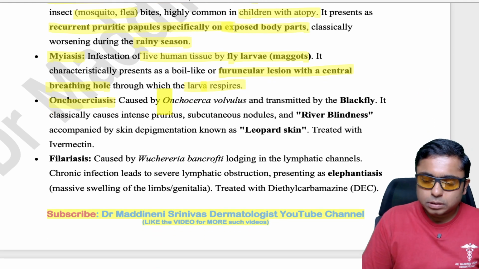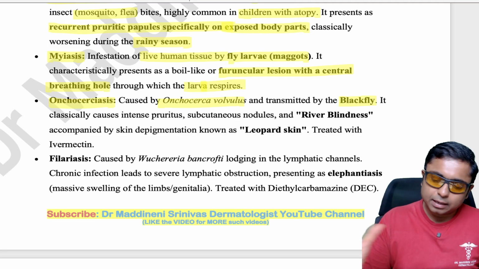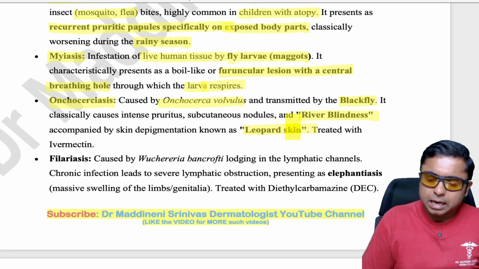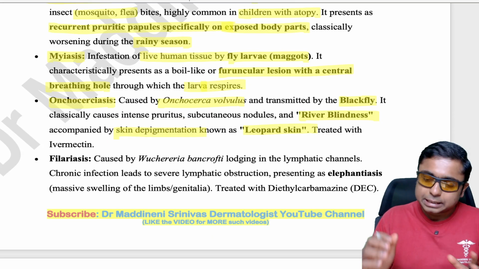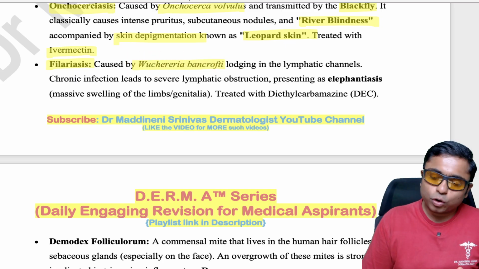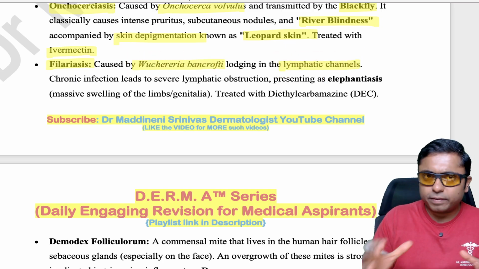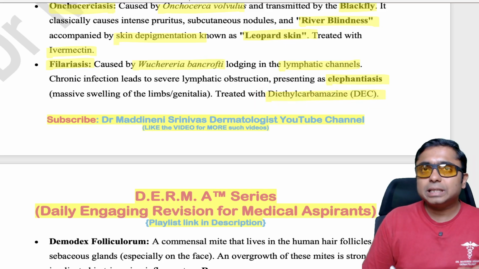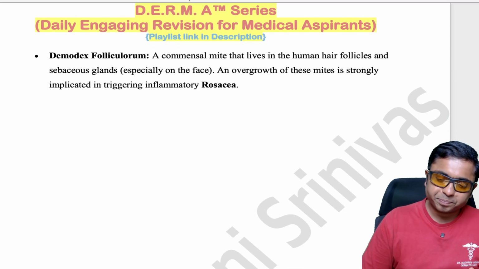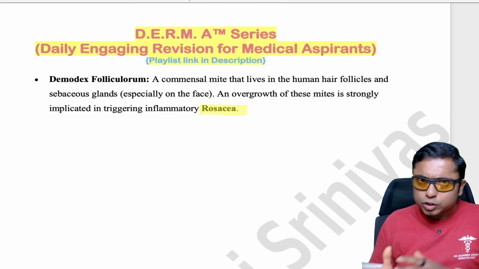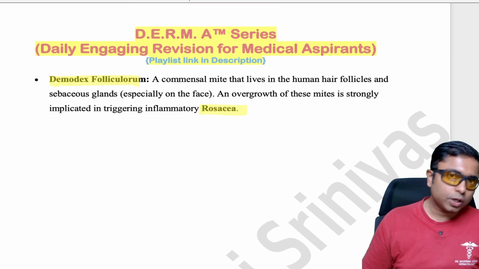Onchocerciasis, Onchocerca volvulus, the black fly is what transmits this river blindness, and the patients can have skin depigmentation, which is called leopard skin, and it is treated with ivermectin. Filariasis, Wuchereria bancrofti, is going to affect the lymphatic channels, because of which elephantiasis can occur, and here treatment is with DEC, diethylcarbamazine.